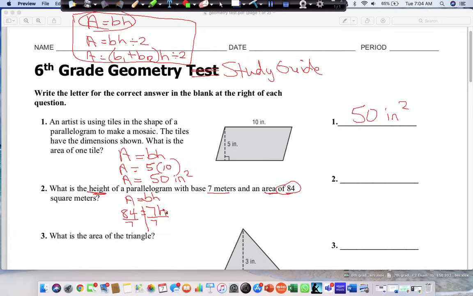So remember, if you have a variable next to a number, that means multiplication. To solve a multiplication equation, you have to do the opposite of what it says. So the opposite of multiplying by 7 is dividing both sides by 7. 7 divided by 7 is 1, and 1 times h is h. So we have h is equal to 84 divided by 7, which is 12. If you know your multiplication facts, that part will be pretty easy. So 12 meters equals the height.